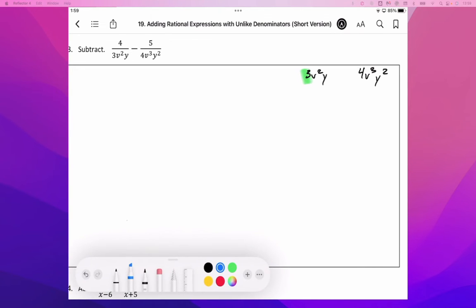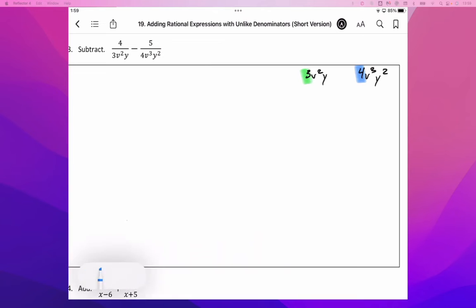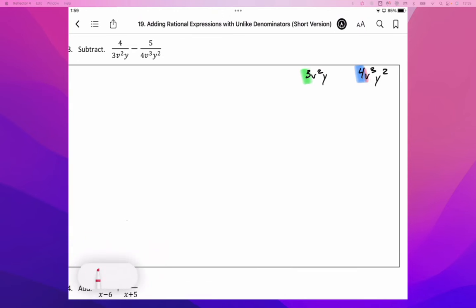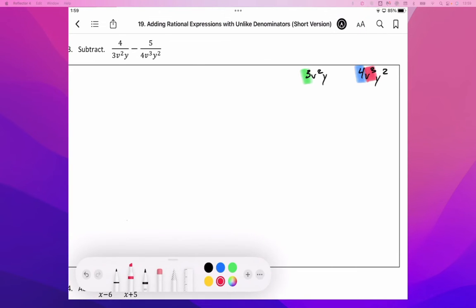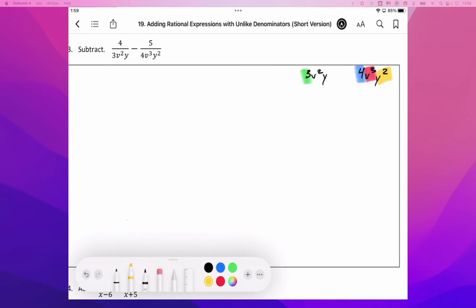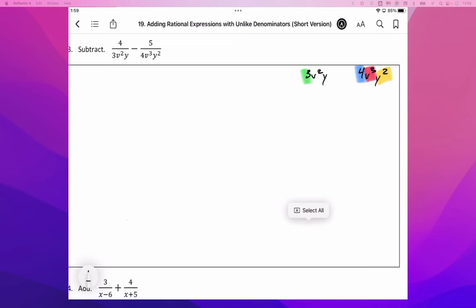But we do have a 3, we do have a 4, and then when I look at the variables, I want to find the variables that have the highest order or the biggest exponent. So that's going to be v to the power of 3, not v to the power of 2. And then that's also going to be y to the power of 2, not y to the power of 1. And so we'll take all of our unique factors and multiply them together. So we will have 3 times 4 times v to the power of 3 times y to the power of 2, which will give us 12v to the power of 3 y squared.